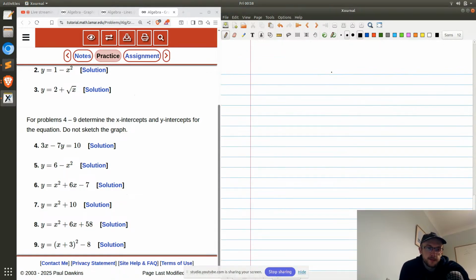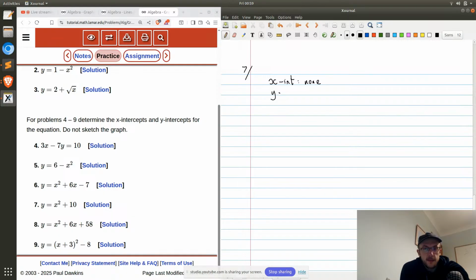Now for problem 7. y is equal to x squared plus 10. So I already know ahead of time, because I've done this quite a bit, that this will be a parabola that's floating above the x-axis. In other words, it's going to vaguely look like this. They tell us not to sketch the graph, but I'm just showing you what it's going to look like. So obviously it's not going to cross the x-axis. So when it comes to x-intercepts, I just say none.